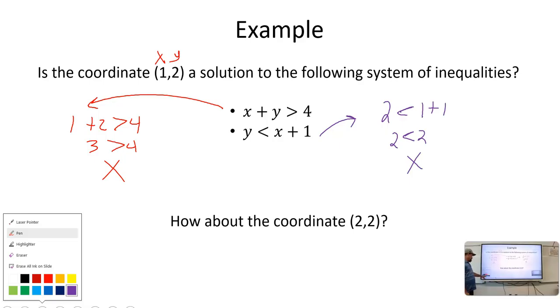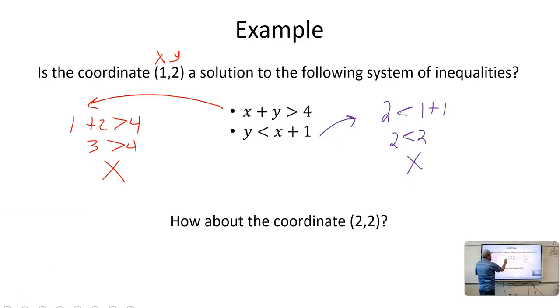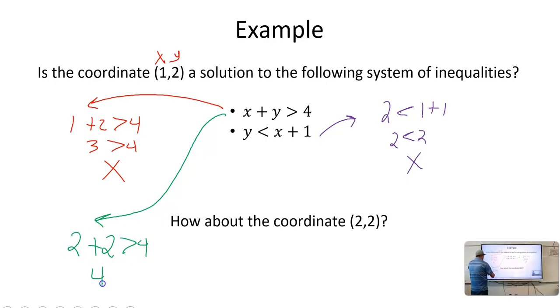Let's try 2, 2. So let's bring it down here. So 2 plus 2 is greater than 4. Is 4 greater than 4? No. If it was greater than or equal to, we would say correct. But it's not, so that is also a no. So that one, neither of the ones they gave me were solutions.